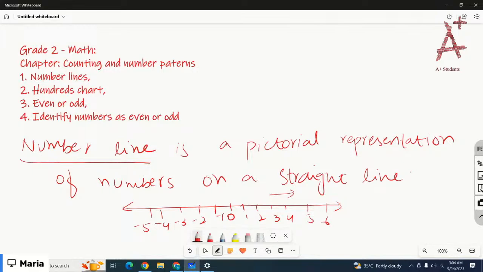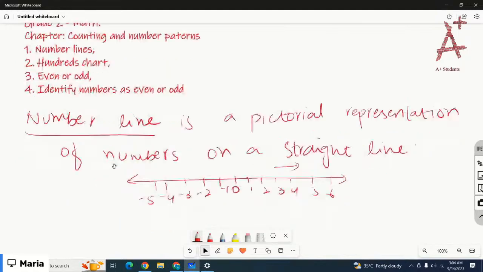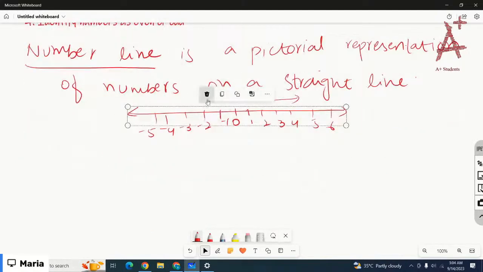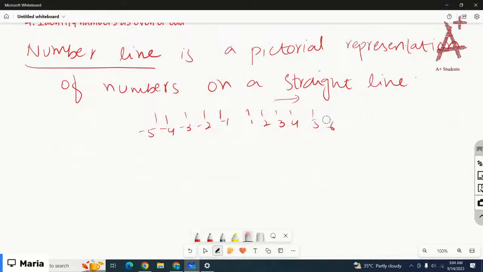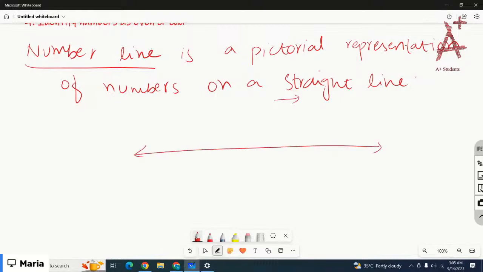Okay, so let's do an example. You are given a number line, right? Here it is: 40, 41, 42, 43, 44. Okay, here is the number line.